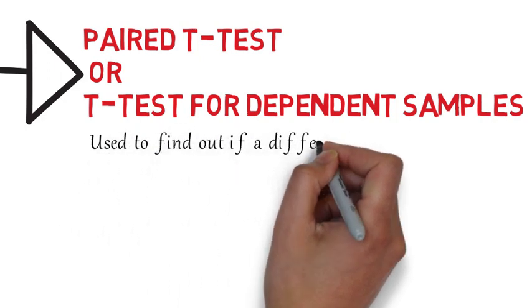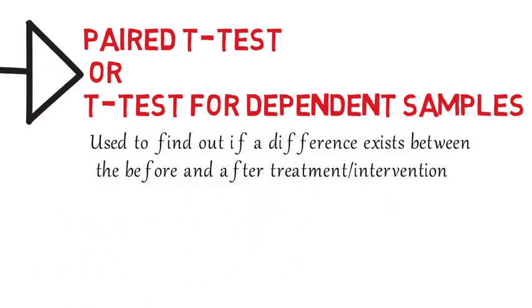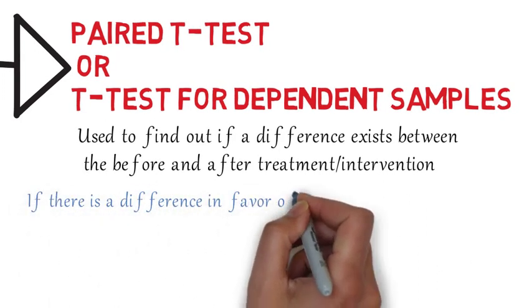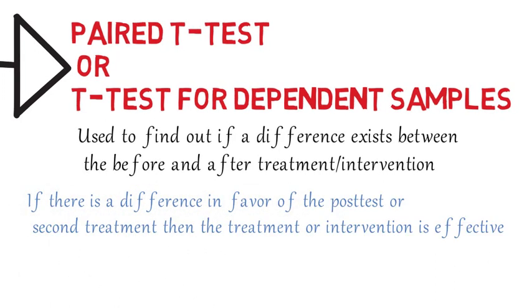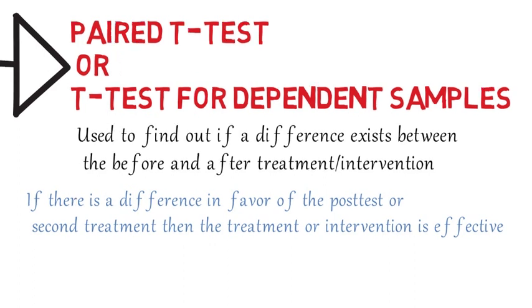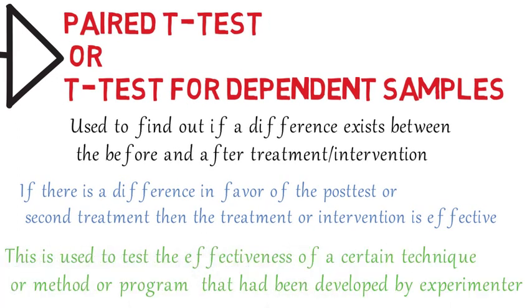It is used to find out if there is a difference that exists between the before and after treatment of your data. If there is a difference in favor of the post-test or second treatment, then the treatment or intervention is effective. This is used to test the effectiveness of a certain technique or method or program that had been developed by the experimenter. Now, how about if we have an ordinal scale?